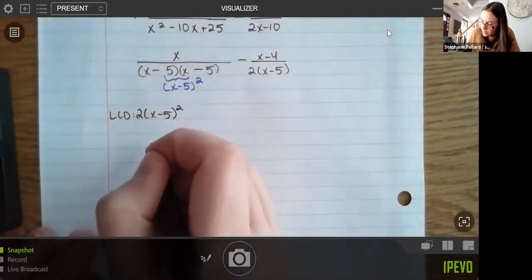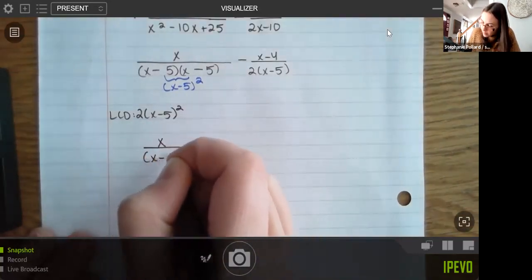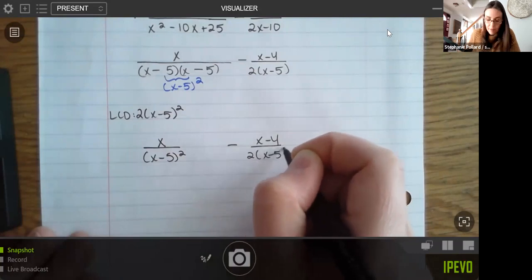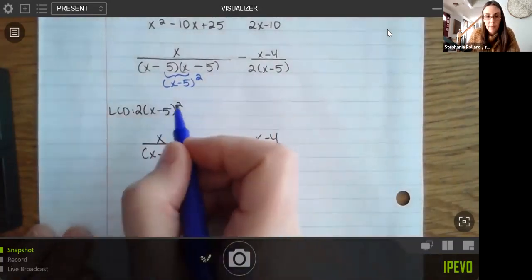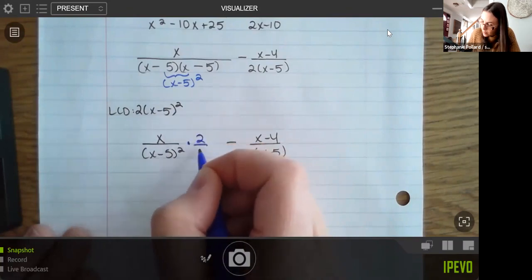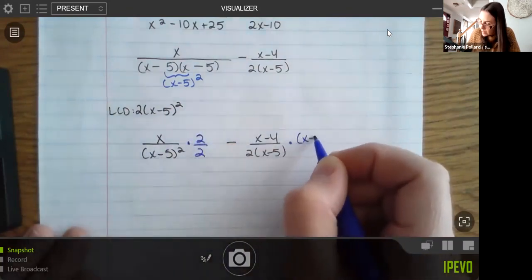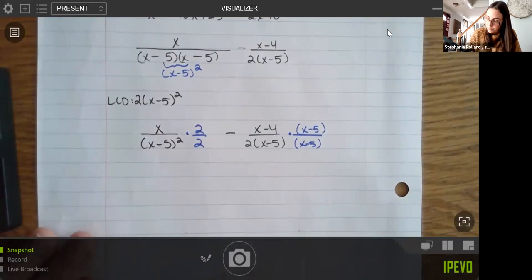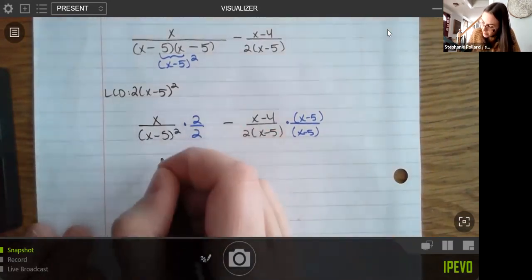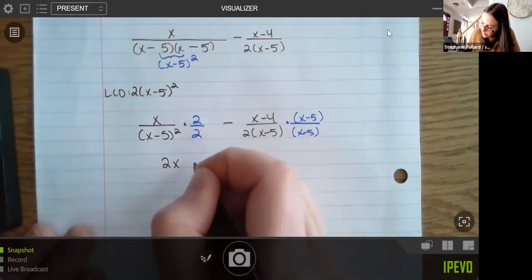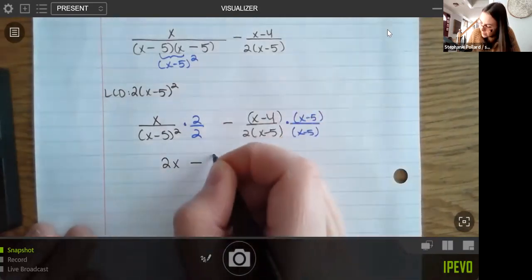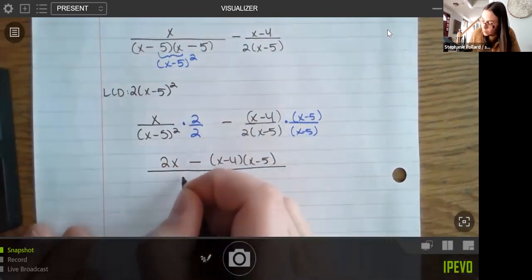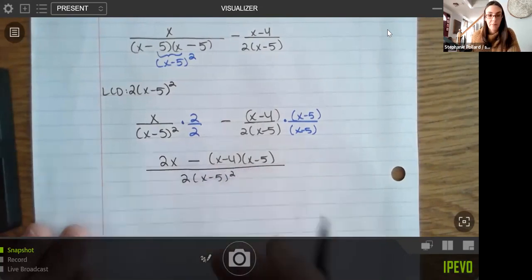So what I'm going to do now is take my original problem and multiply by what I'm missing. For the first group, comparing it to the LCD, I'm missing a factor of 2. And for the second group, I'm missing one of the x minus 5s, right? Because I only have 1, I need to have 2 because it's squared. So here I have x times 2, so just 2x, and then minus, and I'm going to be careful, I'm going to write this in, x minus 4, x minus 5. And then the whole thing is over your LCD, which is 2 times x minus 5 squared.